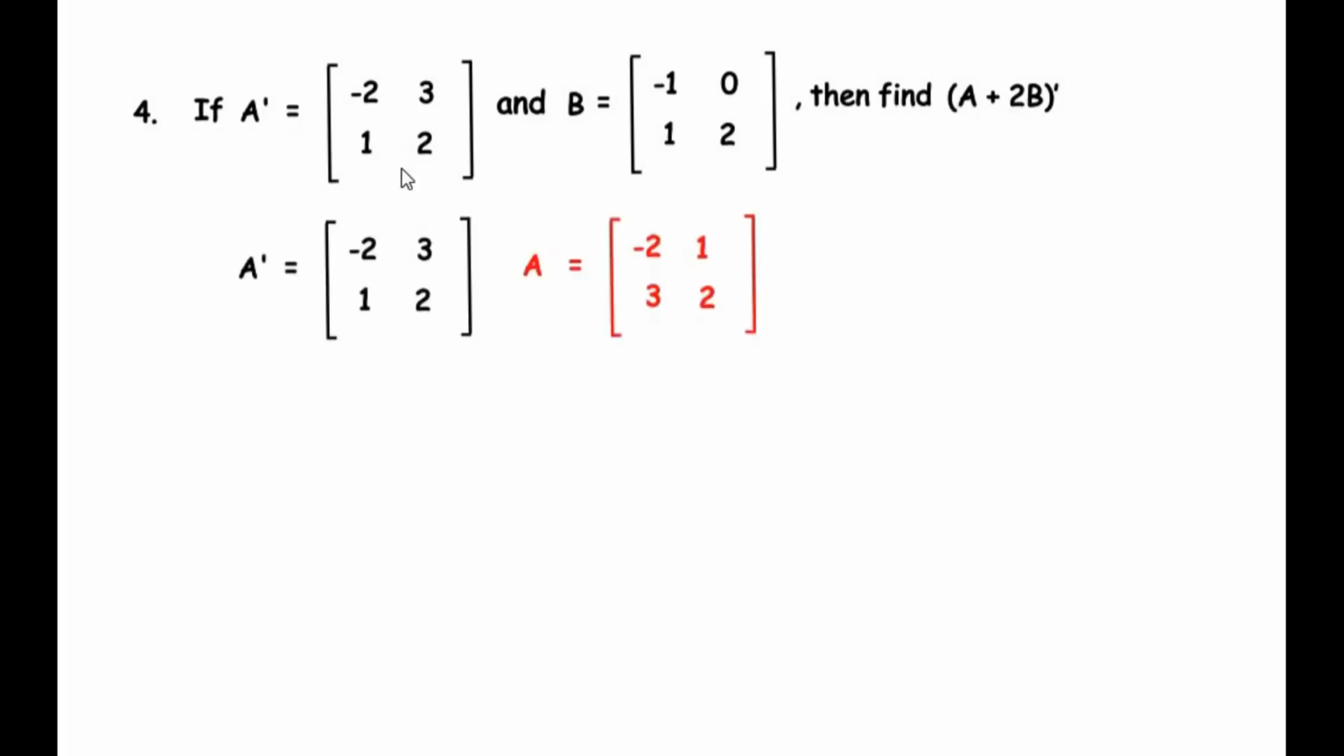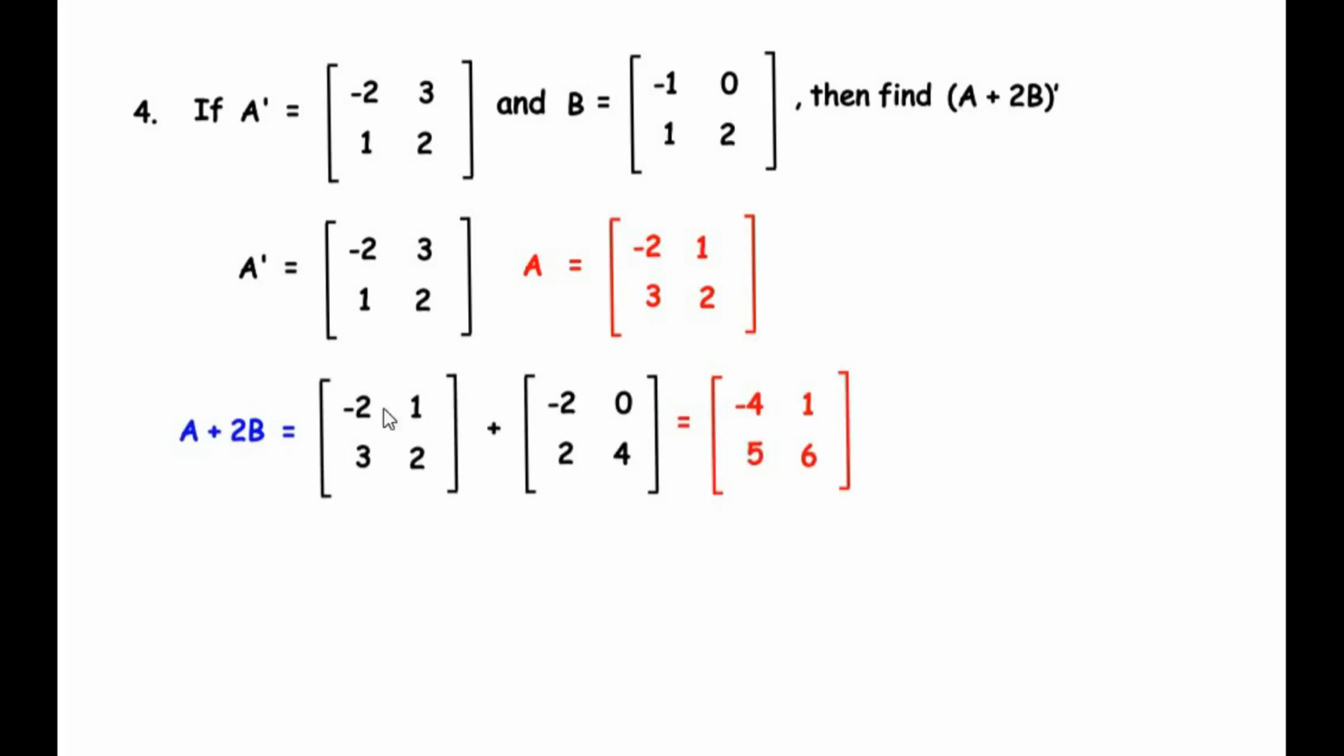So this is the given A transpose matrix. For finding A, we are going to make the columns of A transpose the rows. So you can see the first column has become the first row of A matrix and the second column has become the second row. Now once we have got A matrix, let us focus on A plus 2B.